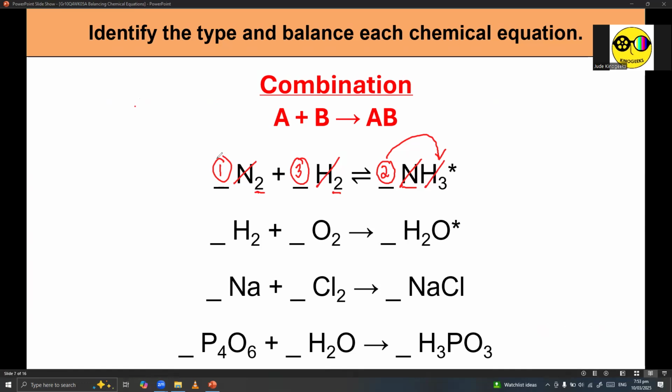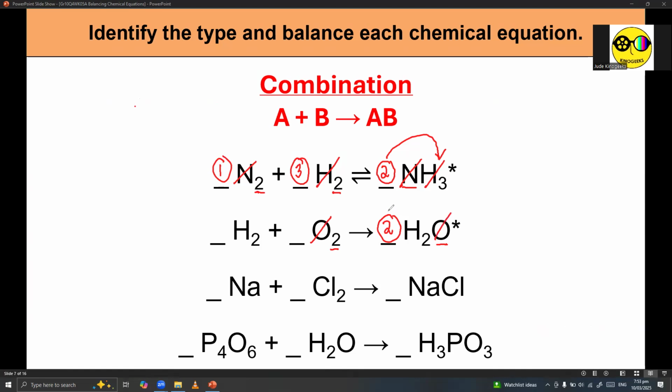Okay? Second example, H2 plus O2 becoming H2O. So, based on my optics, the one that is unbalanced to me is oxygen because both sides of the equation have two atoms of hydrogen. So let's start with oxygen. You have two atoms of oxygen here, only one here. So therefore, you have to multiply H2O by 2. As a consequence, oxygen is already balanced.